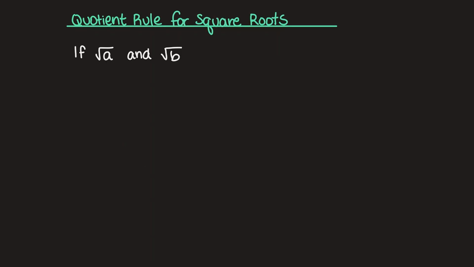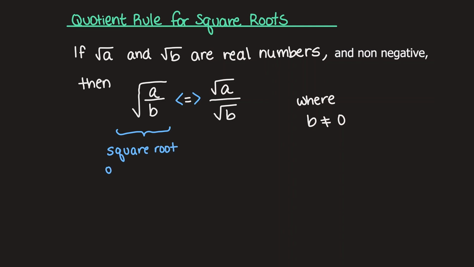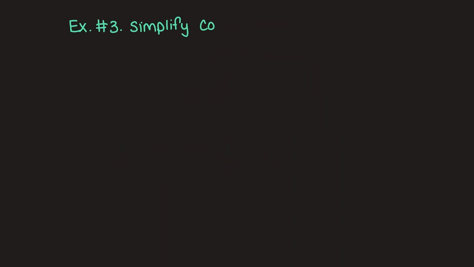This leads us to the quotient rule for square roots. So if the square root of a and the square root of b are real numbers, then the square root of a over b is equal to the square root of a over the square root of b, where b is not equal to 0. Again, this rule can be used in either direction, and this suggests that the square root of a quotient is the same as the quotient of square roots. So let's try applying the quotient rule on a few examples.